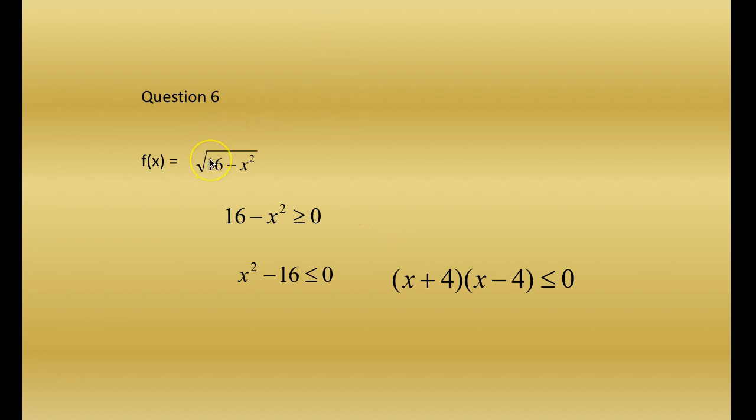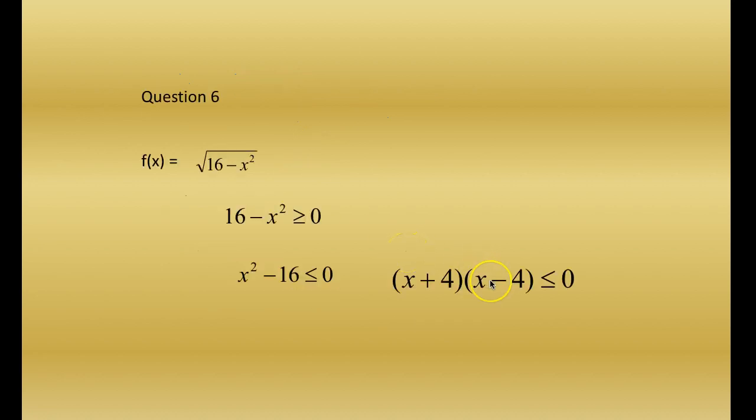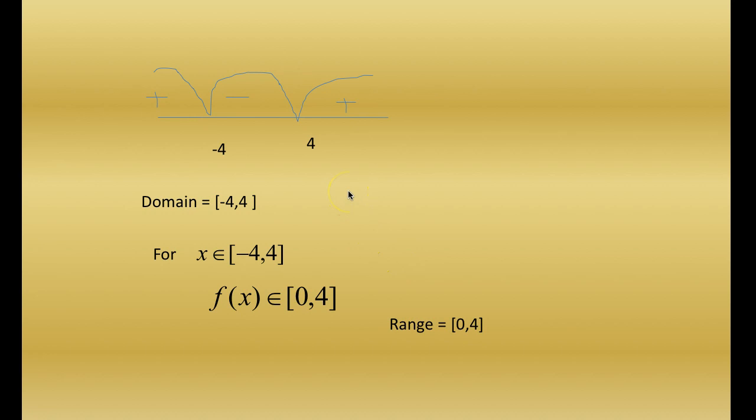Next, f(x) equal to root 16 minus x squared. So 16 minus x squared greater than or equal to 0. We want a positive coefficient of x squared, so multiplying by minus 1, we get x squared minus 16 less than or equal to 0, or x plus 4 into x minus 4 less than or equal to 0. So the roots are minus 4 and 4. Again, we factorize, divide into intervals and mark alternate plus and minus, starting from the rightmost interval. It is negative between minus 4 to 4. Because we have the less than or equal to sign, we include minus 4 and 4. So your domain would be the closed interval minus 4 to 4.